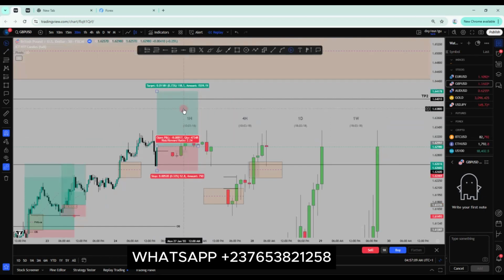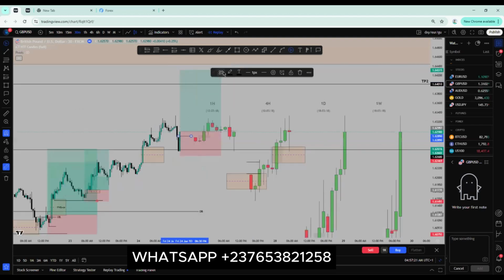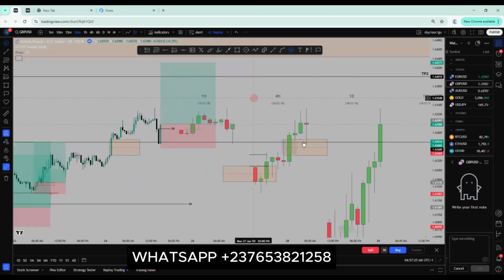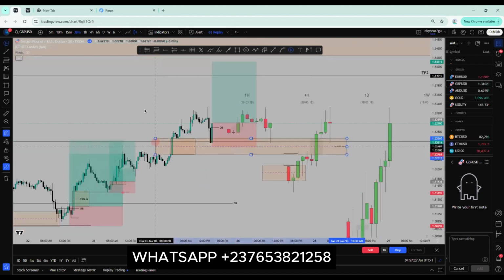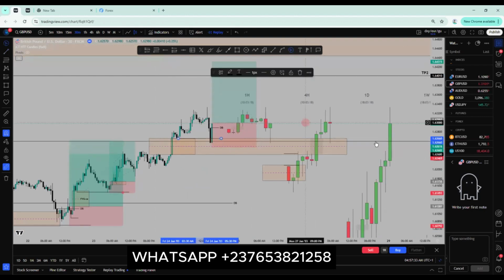This is about 2.24. Let's make it like 2.5. How many people will think that this is a good entry? We have filled the 4-hour fair value gap, and then we have this structure here also. How many people think that that's a good entry?